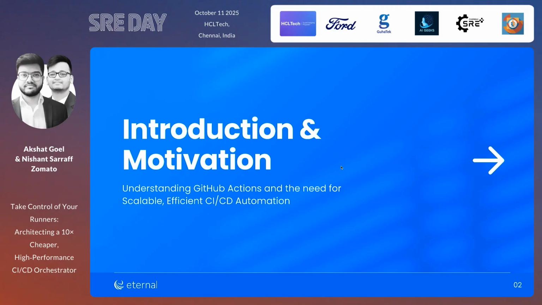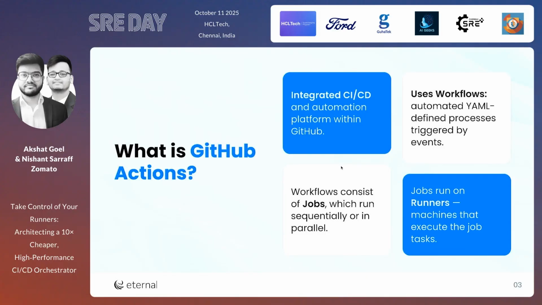Introduction and motivation section. Here we will be seeing what GitHub Actions basically is and why we need a scalable system. Firstly, what is GitHub Actions? It is basically a CI/CD automation platform that is provided by GitHub only.